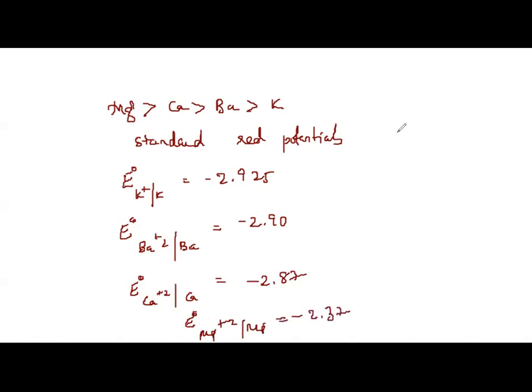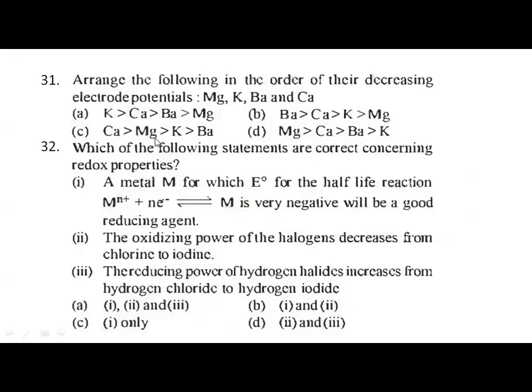So what this standard reduction potential says: a highly negative value of E naught reduction means it is very strong and will show the least electrode potential. The least electrode potential is for magnesium. Then comes 2.87, that is calcium. Then comes barium and then comes potassium. Therefore, this is the correct order. So which is the correct option? It is option D. Okay.